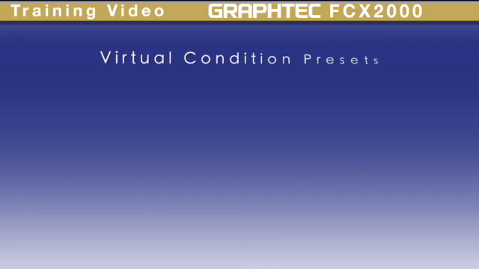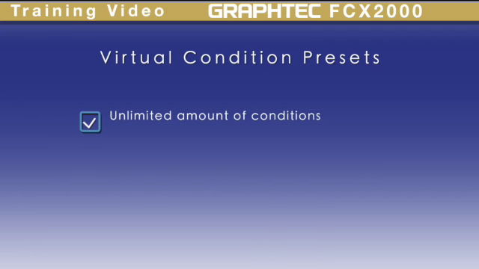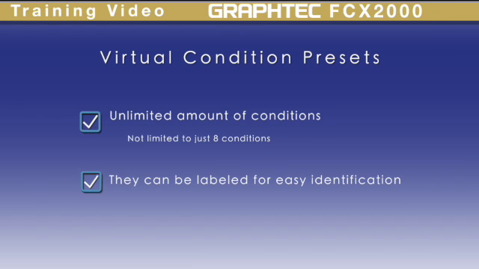Cutting Master 4 conveniently allows virtual condition presets to be configured. Instead of the software using the conditions within the cutter, the software will send the preset condition settings, force, speed, acceleration, etc., to adjust the cutter settings. There are two big benefits to using virtual condition presets. 1. You can configure an unlimited amount of conditions, not limited to the 8 conditions on the machine. And 2. The conditions can be labeled for easy identification.